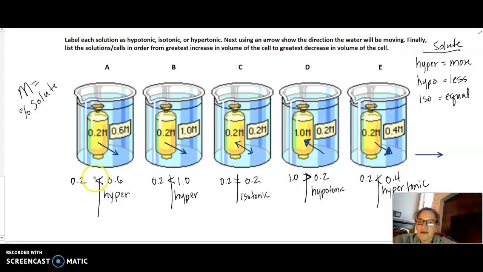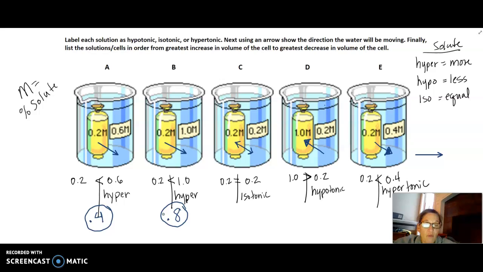And so in here, the difference is going to be 0.4. So water's going to be moving out. And so it's going to be about a 0.4, okay? That's the difference. On this one, you have a 0.8. Well, 0.8 is going to be bigger than 0.4. And because of that, it's going to require more water to leave. And so B is going to lose more water because it has a bigger difference in the molarity and the concentration of the two solutions.